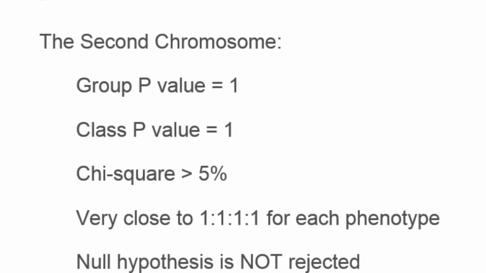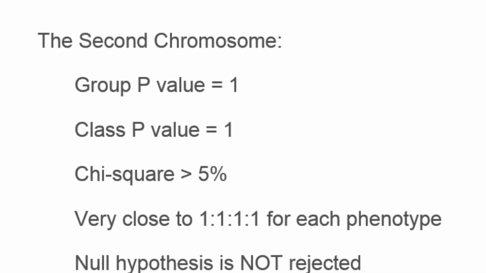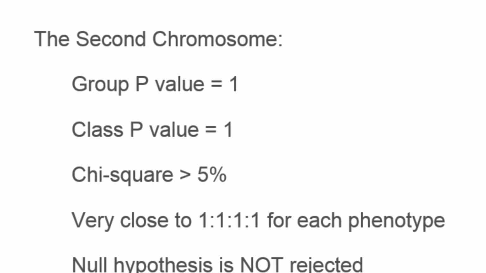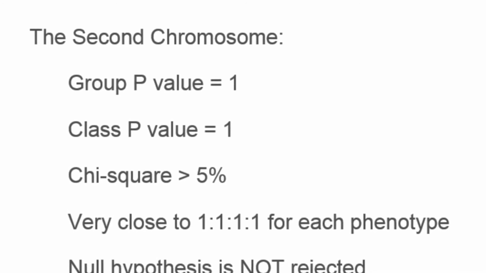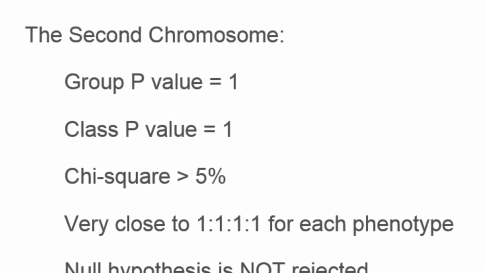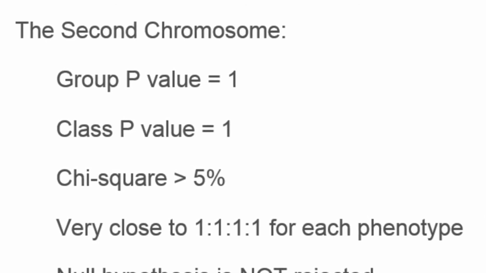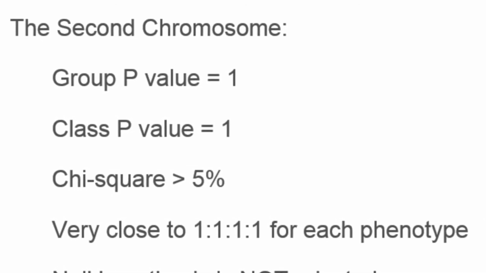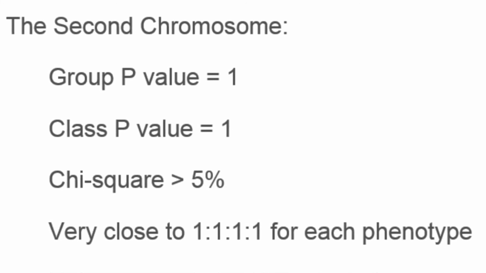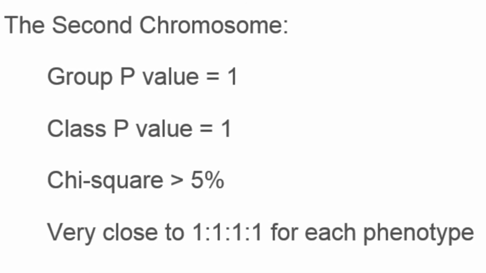For the second chromosome, the calculated p-values for our group and the class as a whole were both 1, and the Yates value was 0. This indicated that the data exhibited phenotypic ratios very close to the predicted 1 to 1 to 1 to 1 ratio of the null hypothesis, and the transgene is not located on the second chromosome.